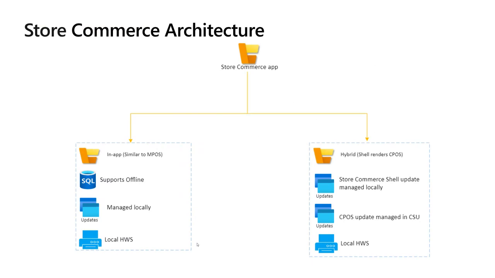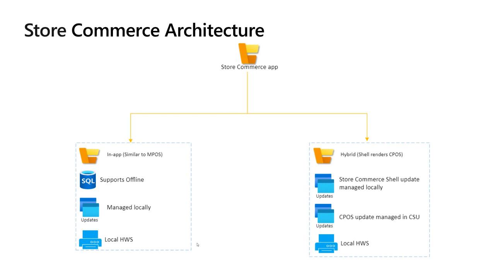So just to discuss architecture at a very high level, there are two formal versions of Store Commerce. There's the standard, similar to Modern Point of Sale, in-app version. This is the one that will support offline, is 100% managed locally, and has the local hardware station. Additionally, through iOS and Android, we have more of a hybrid version, and this functions much more like Cloud POS, where it's simply a shell in regards to the app, and Cloud Point of Sale forms are what get pulled in instead of being local to Modern Point of Sale.